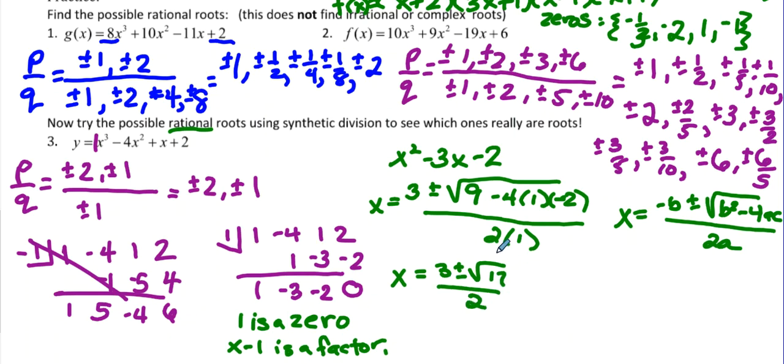So 2 zeros that are not rational are 3 plus root 17 over 2 and 3 minus root 17 over 2. And then I also know that 1 is a 0. So if I want to find all the zeros, I could say x is equal to these two answers, comma, 1. Okay, so I'm going to stop the video here and I'm going to make a new video for page 2.